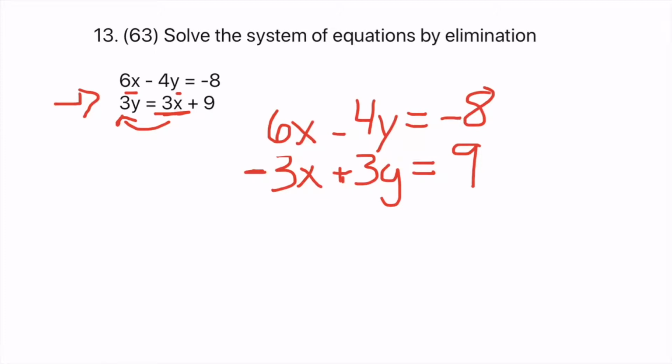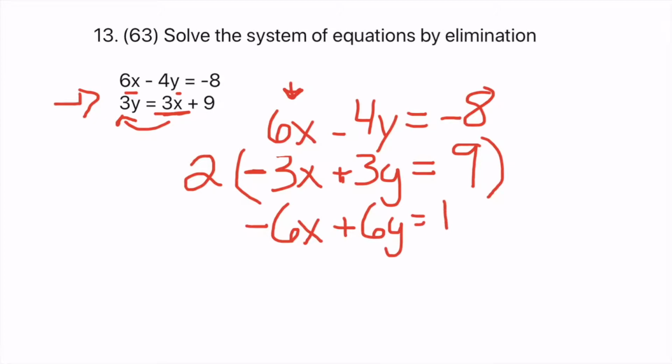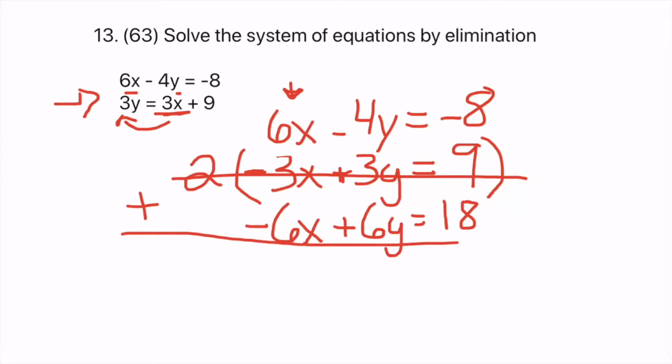So I think I'm going to change the bottom problem and try to cancel out my x's first. So if this is a positive 6x, I need a negative 6x on the bottom in order for them to be opposites and cancel. So I'm going to multiply this whole bottom thing by a positive 2, because that will give me negative 6x plus 6y equals 18. So don't forget, you have to multiply that 2 by everything. So I'm no longer working with this equation, I'm working with this top and this bottom one. And we're going to combine them.